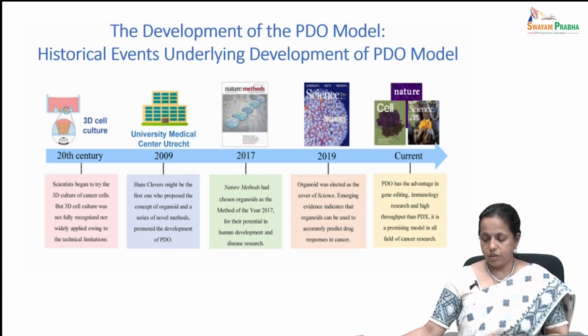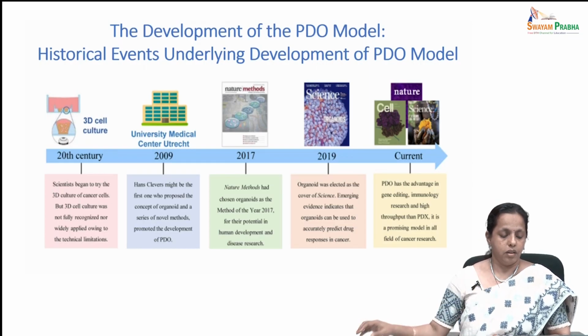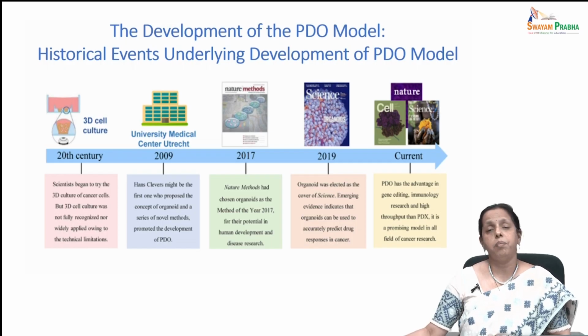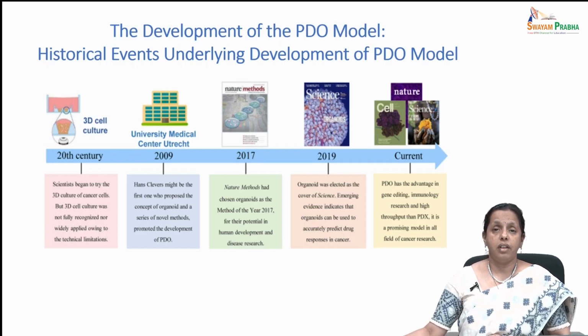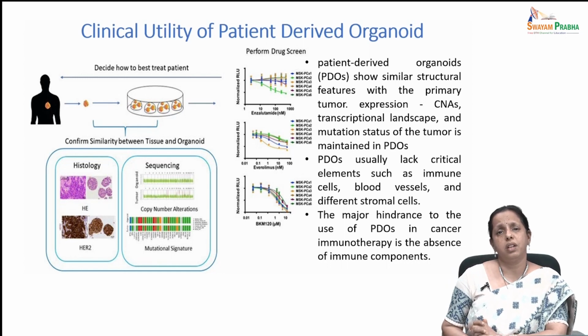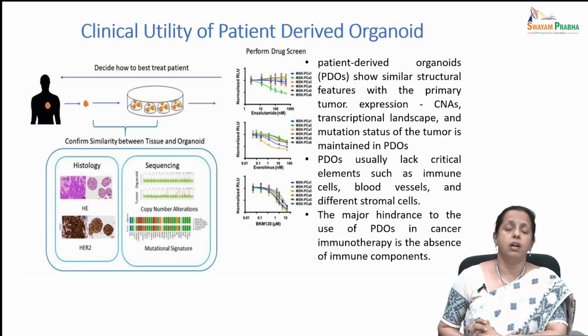So, towards the end of the 20th century, many scientists started from the 3D culture and are progressing very well towards organoids, which are very important in drug discovery processes because they represent the whole tumor. Patient-derived organoids, as mentioned before, show structural features of the primary tumor of origin, such as the expression patterns, the copy number aberrations, the transcriptome landscape, and the mutation status of the tumor, which are completely retained in these patient-derived organoids or explants.